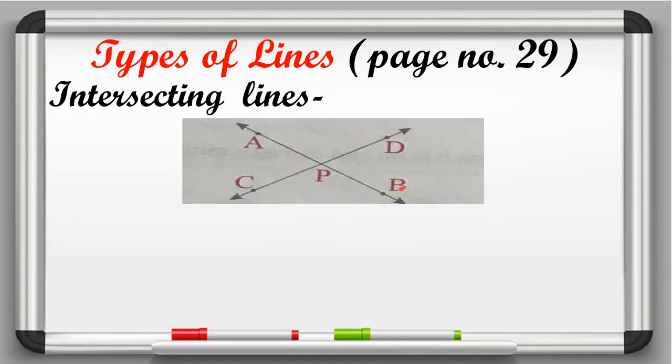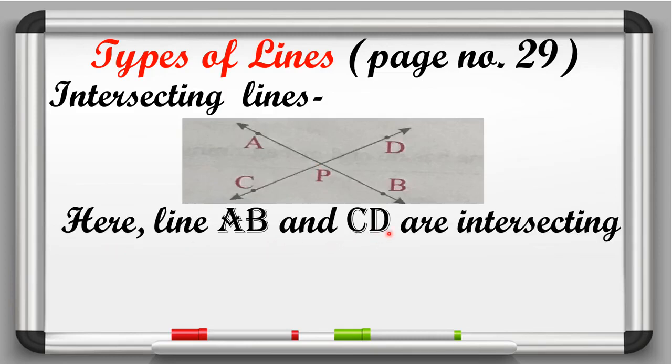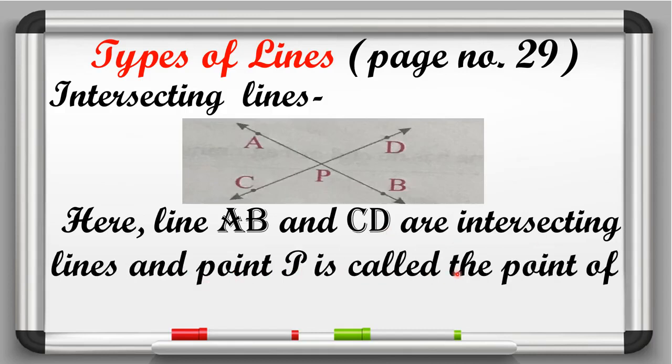Understood? Now beta you can see that there are two lines AB and CD and they are intersecting each other, okay, here at point P. So here we will write that line AB and CD are intersecting lines and point P is called the point of intersection. Understood beta? यहाँ पे AB line और CD line, there are two lines na, AB and CD.